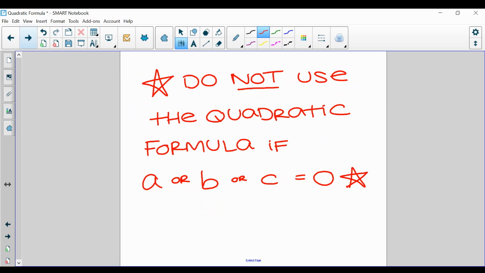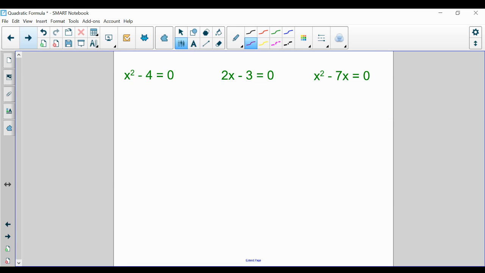All right? So a couple things to keep in mind. Do not use the quadratic formula if A equals 0, B equals 0, or C equals 0. If any of this is true, if A, B, or C equals 0, then there is a simpler, more efficient way of solving the problem. Here's what I mean. In this situation, we have a B of 0, and you know that you are able to factor that. That's difference of 2 squares.